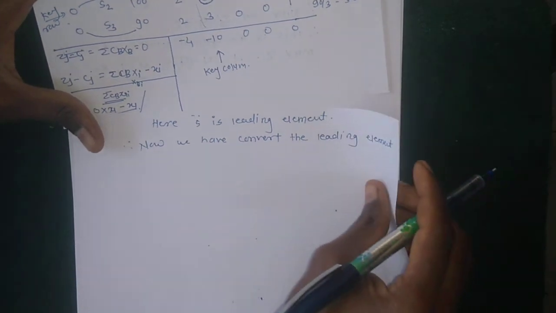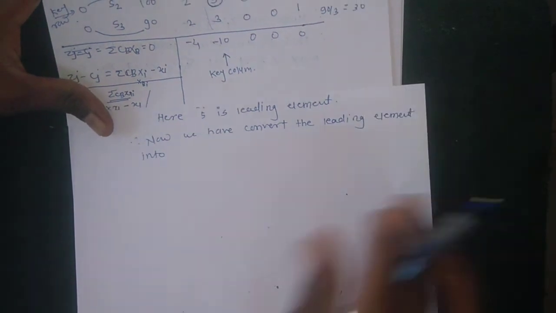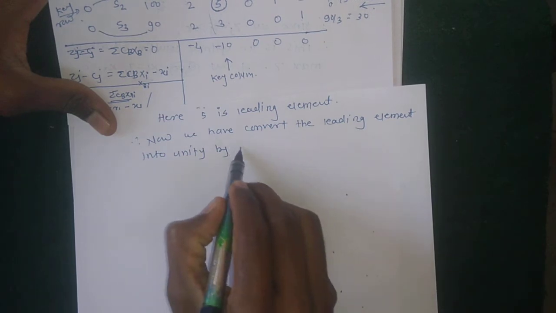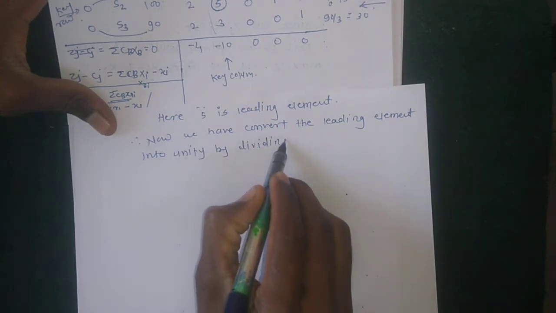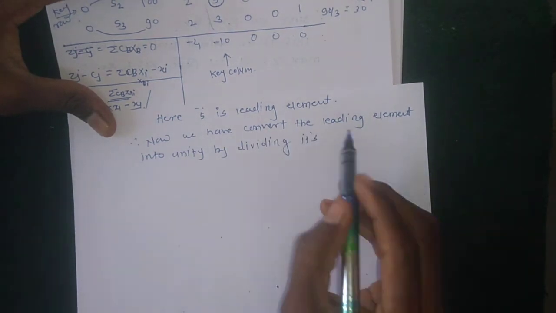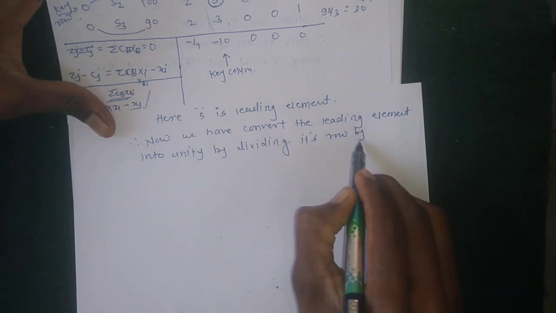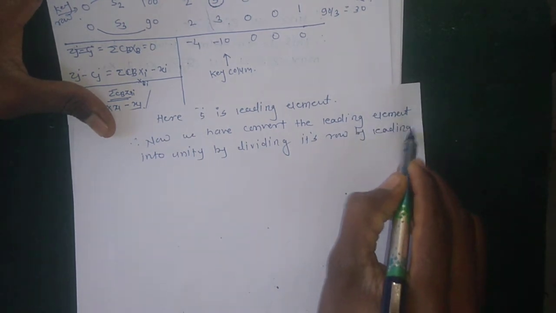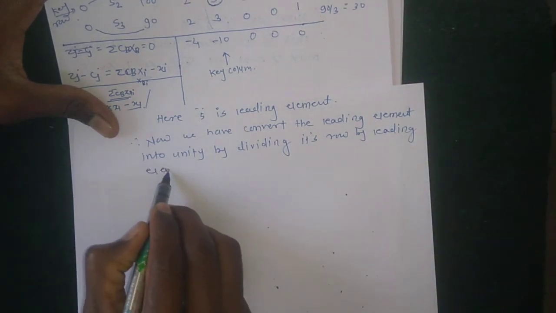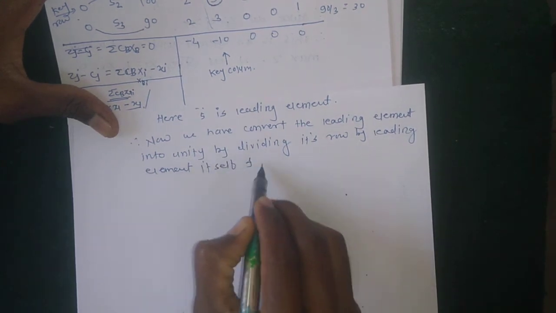into unity. Leading element into unity, therefore unity by dividing its row. Its row is the second row, by dividing the second row by 5. That is, multiply 1 by 5 to the second row, by the leading element itself.